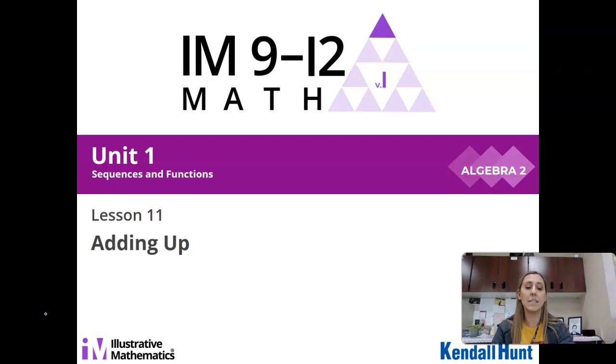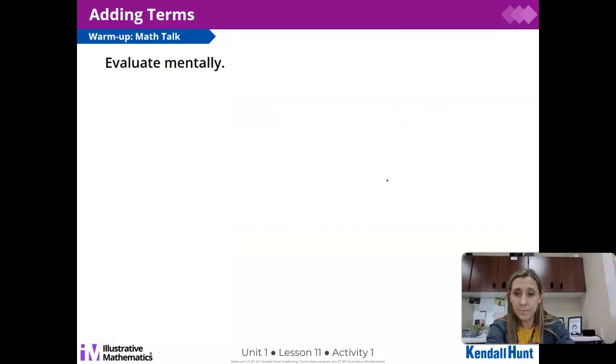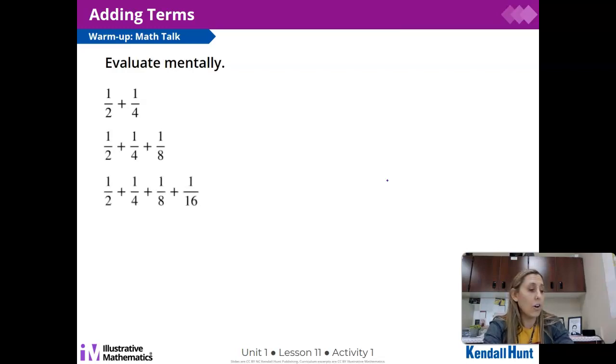So we're going to go through lesson 11. I'd like everyone to turn to page 58. We're going to look at sequence as a sum of their terms. But first, looking at the top of page 58, I'd like you to evaluate these mentally. First, do 1/2 plus 1/4. Evaluate that mentally, that means without a calculator. Go ahead and hit pause and then finish all of these questions.